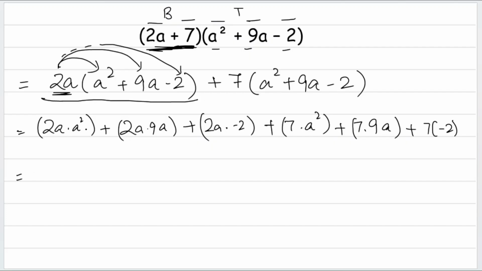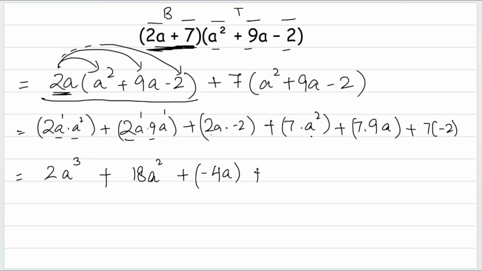So 2a times a square, this is a square and this is a to the exponent 1. And you know that when there are same bases being multiplied, the exponents get added. So it's 2a cubed, 1 plus 2 is 3, plus 2 times 9 is 18, a to the exponent 1 times a to the exponent 1, and it will give me a square, plus 2a times negative 2 is negative 4a.